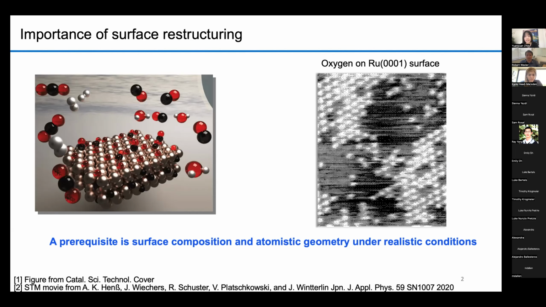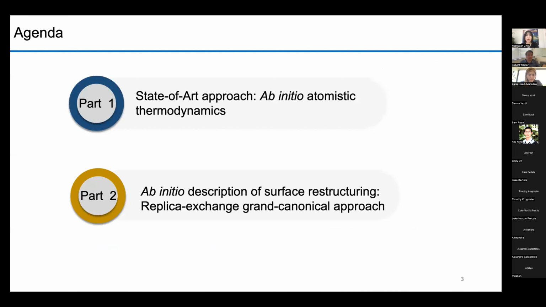In the following, I will first introduce the state-of-the-art approach, ab initio atomistic thermodynamics, which is widely used in the community to determine the surface stabilities in reactive conditions. And the second part of my talk is mainly to introduce our recently developed method, the replica chain grand-canonical approach, which provides the ab initio description of the surface restructuring.